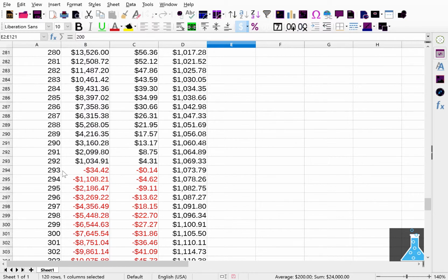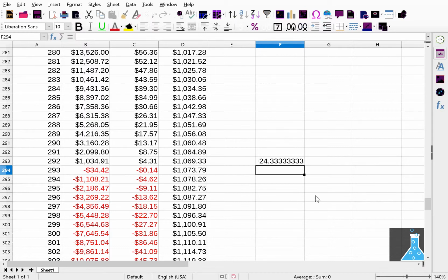Okay, so we turned negative at 293, so 292. Let's find out how many years that cut off. So 292 divided by 12 is 24 1/3 years. So I've saved like 5 2/3 years, 5 years and 8 months off my mortgage by paying $200 extra for 10 years at the beginning. So that's not bad.